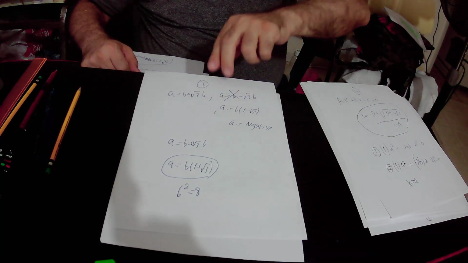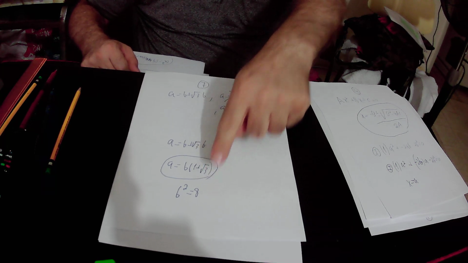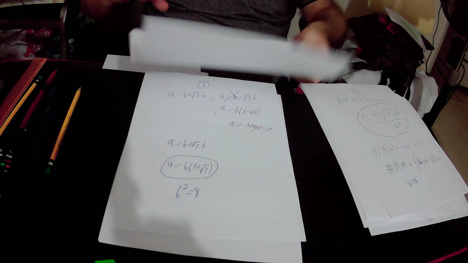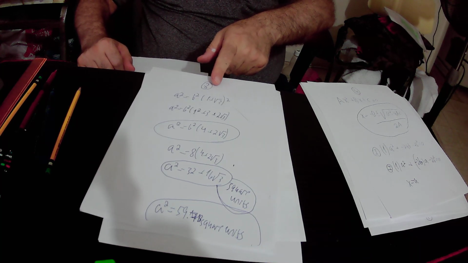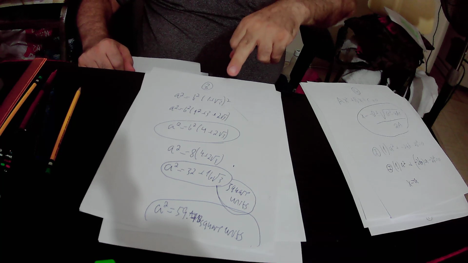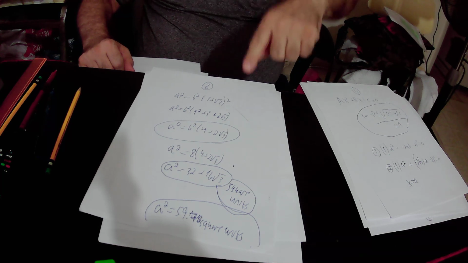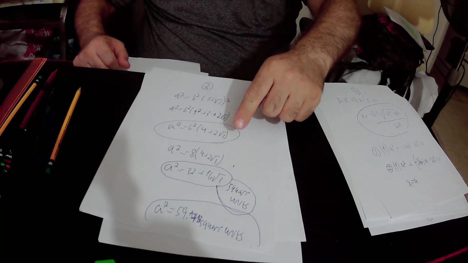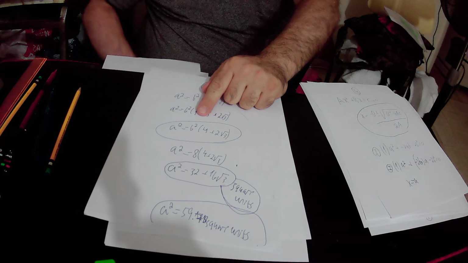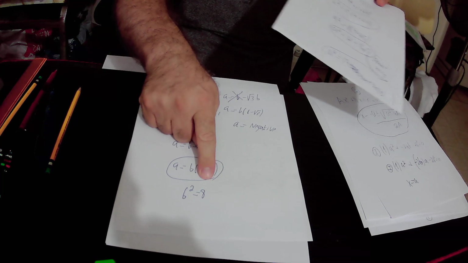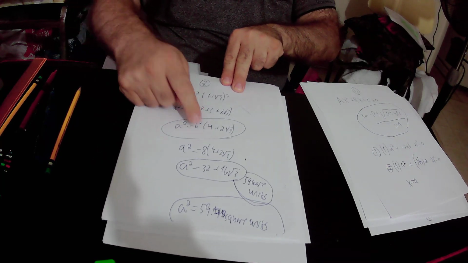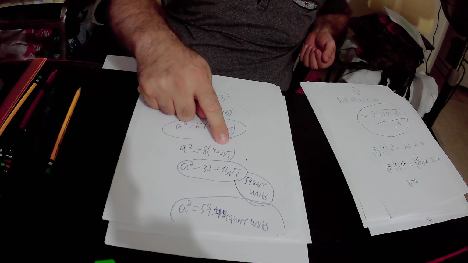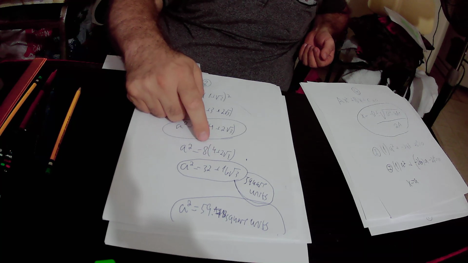So first of all, we square this equality. After we square it, we got that a squared equals b squared times 1 plus root 3 squared. Then we opened the brackets, and after we did all the calculations, we have b squared, and we already found that b squared equals 8. So we can substitute b squared by 8. We got that a squared equals 8 times 4 plus 2 times root 3. 8 times 4 is 32, and 8 times 2 is 16.